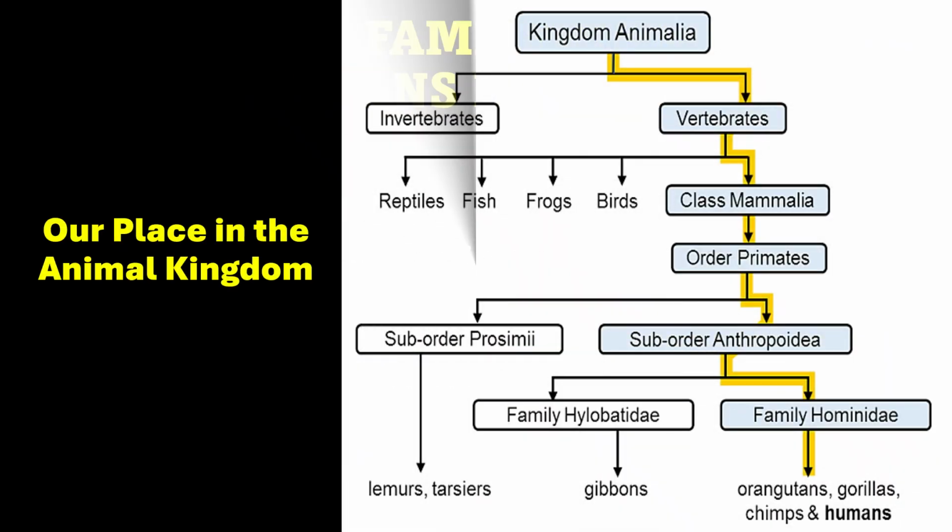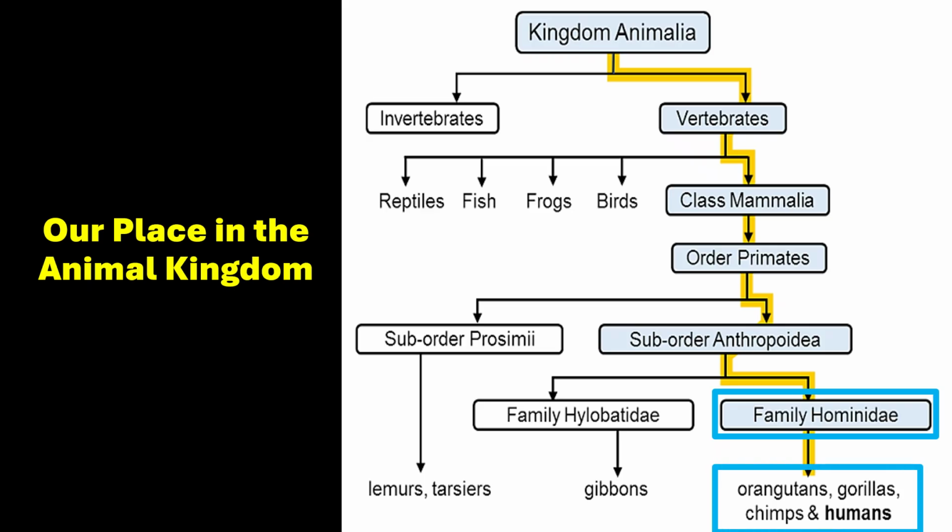And this is a simple phylogenetic tree of the animal kingdom. It's a chart showing our place in the animal kingdom. Humans are vertebrates. We belong to the class mammals, the order primates, the suborder Anthropoidea, and then the family Hominidae. The Hominidae family consists of orangutans, gorillas, chimps, and humans.